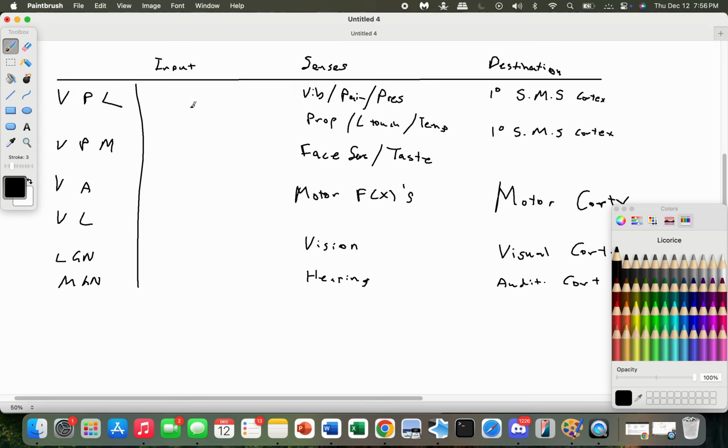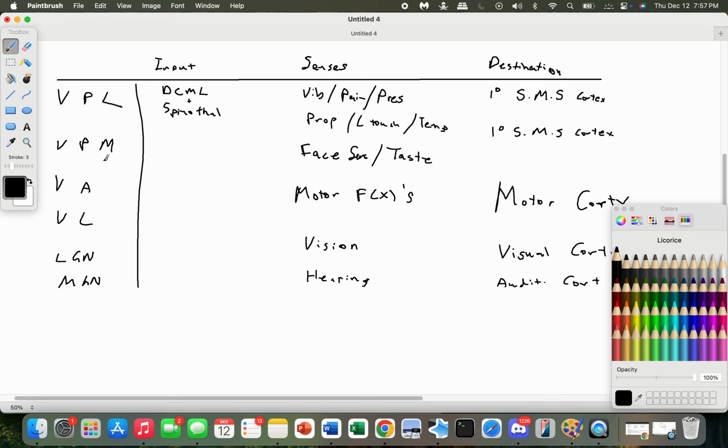All right, now let's do the inputs. So I told you the VPL, which goes to the primary somatosensory cortex, and it's lateral, so it's going to take all the things aside. So it's going to take your vibration, pain, proprioception, pressure, light touch, temperature. Well, guess what? That sounds like spinothalamic, and that also sounds like DCML, because vibration, proprioception versus pain and temperature. Yeah, so that's actually the input. The input would be DCML and spinothalamic tracts.